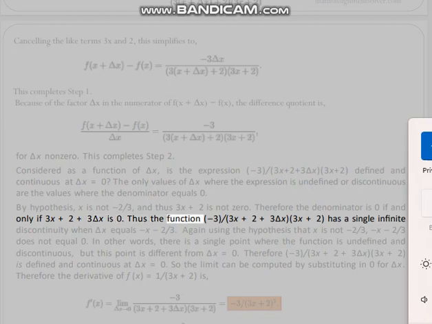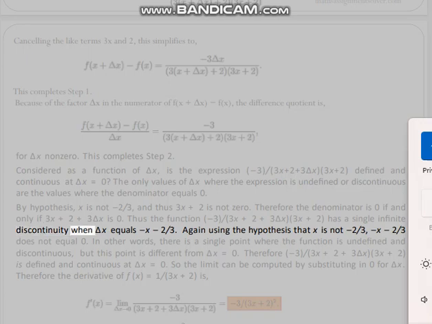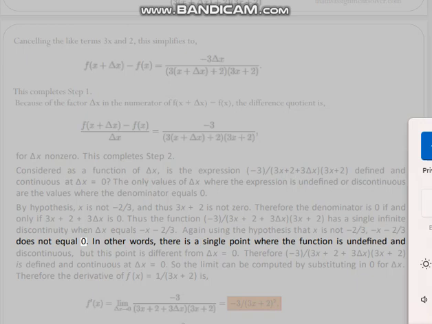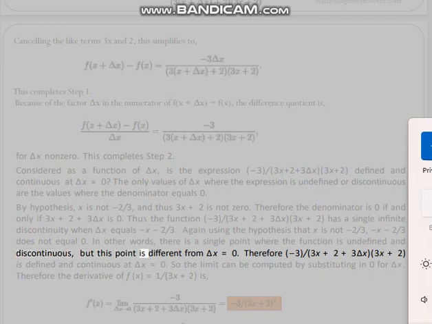Thus the function minus 3 over (3x plus 2 plus 3 delta x)(3x plus 2) has a single infinite discontinuity when delta x equals minus x minus 2/3. Again, using the hypothesis that x is not minus 2/3, minus x minus 2/3 does not equal 0. In other words, there is a single point where the function is undefined and discontinuous, but this point is different from delta x equals 0.